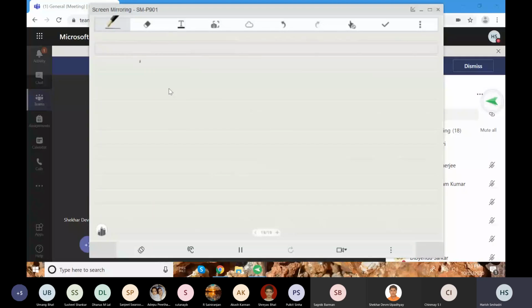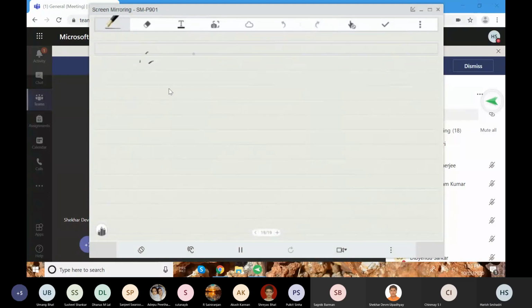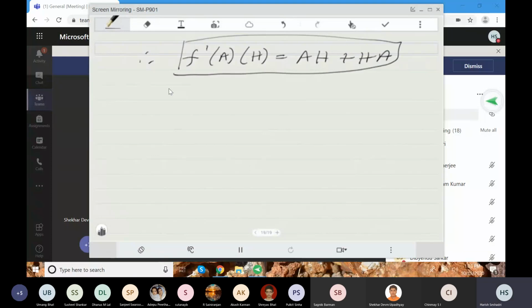So therefore, what does all this prove? This proves that this linear transformation here is exactly the derivative. Therefore, f prime a acting on h is ah plus ha. Now, there is nothing particularly significant about this square function. It's just one more polynomial, that's all.